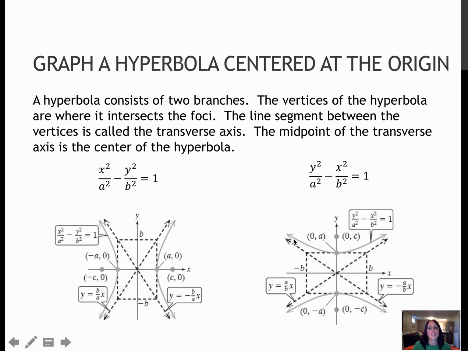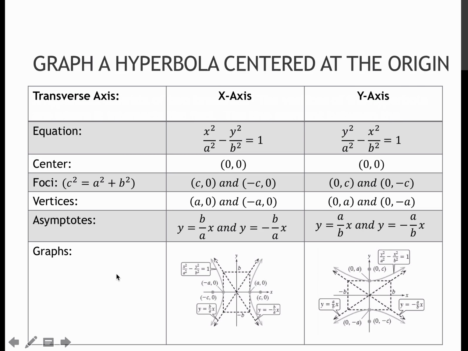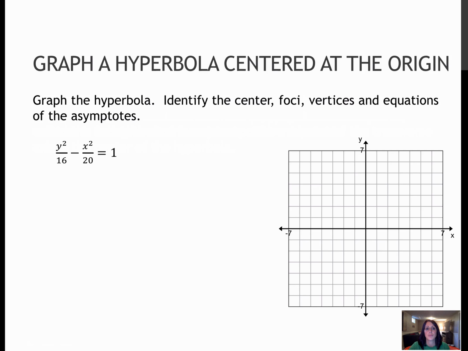Another major difference is that now we have these transverse axes that are asymptotes, and they will help us in determining the shape of our hyperbola. So again, here's a table for you to reference. We'll talk about all of this as we go through these examples.